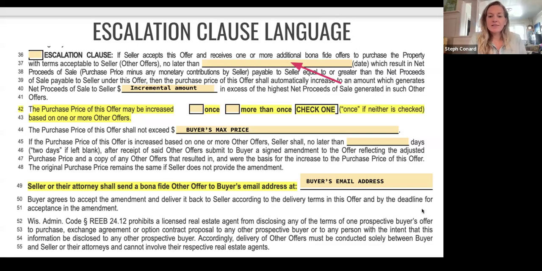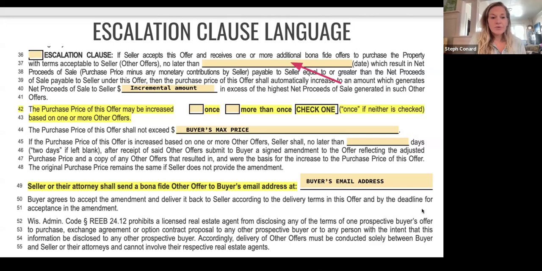Typically, what I see is that this date is matched with the binding acceptance date named in the offer to purchase, which is usually 24 to 48 hours. So it's not a long time. It's basically saying to the seller, you've got 24 hours, and if you've got another offer, we'll match it. Or you can make it less than that too, if you want to be more aggressive, but it can't be an offer that you have received beyond that point. That's the crux of that.